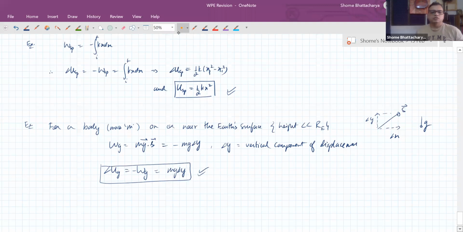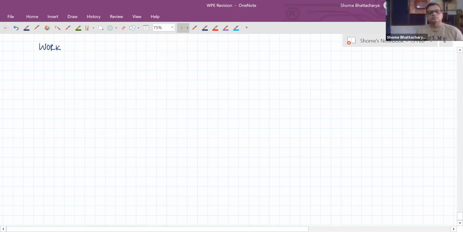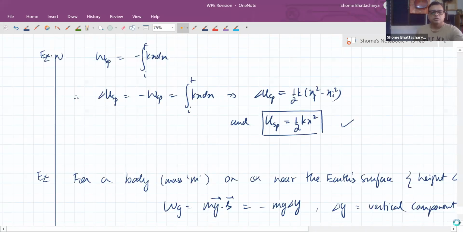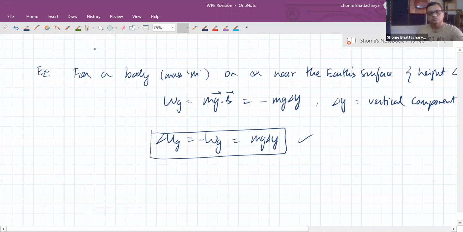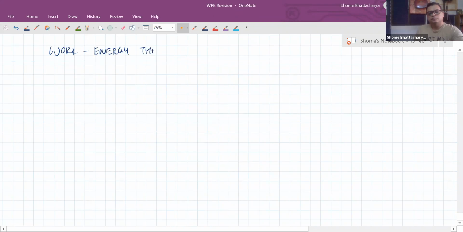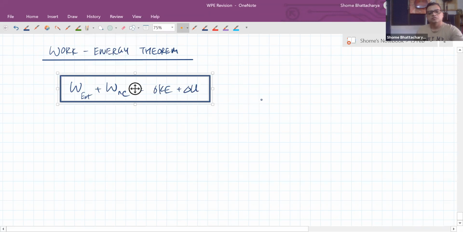And having understood these formulae, we come to the general work energy theorem, which was the main application part in this chapter. That is, the work done by any external forces acting on a system plus the non-conservative forces acting on the system equals the change in kinetic energy plus the change in potential energy of the system.